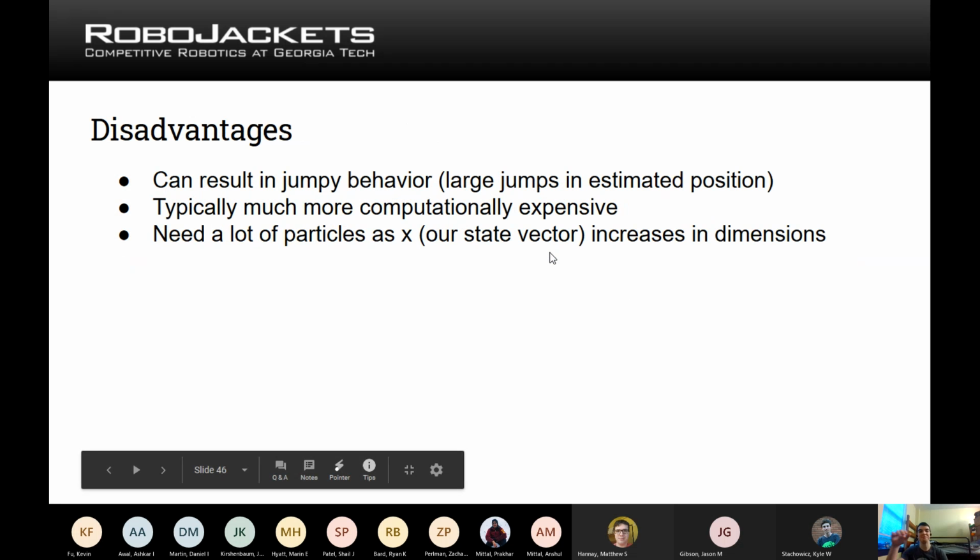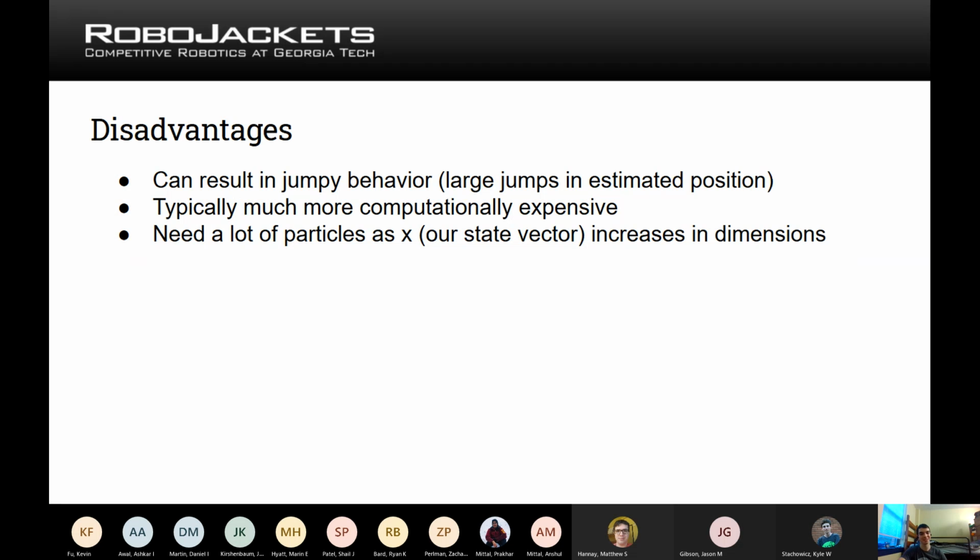Now there are some disadvantages, especially if you don't have enough particles, or if you don't have a lot of sensor inputs. You can have very jumpy behavior. I think in the first video, or GIF, I showed, you saw that it jumps position a lot at the start, especially before it converged. And for a robot, this can be pretty bad. It depends on your application, but jumping to a different position and then jumping quickly back can be really disastrous for some robots. So that's one thing. It's typically more computationally expensive. I would say it's almost always more computationally expensive.